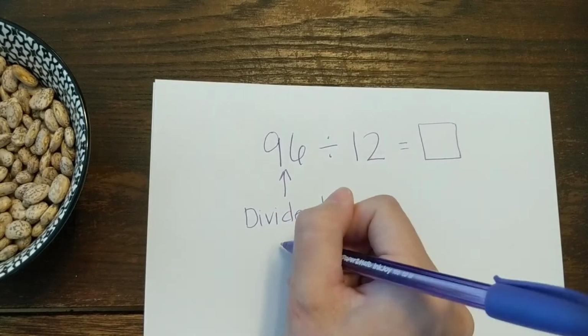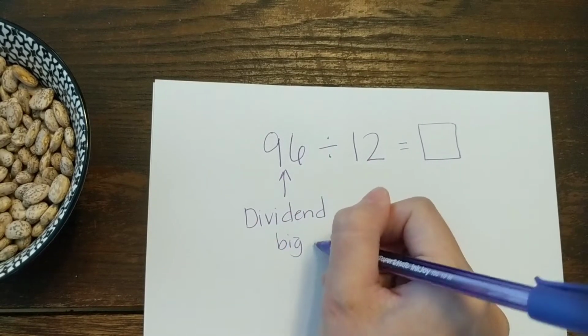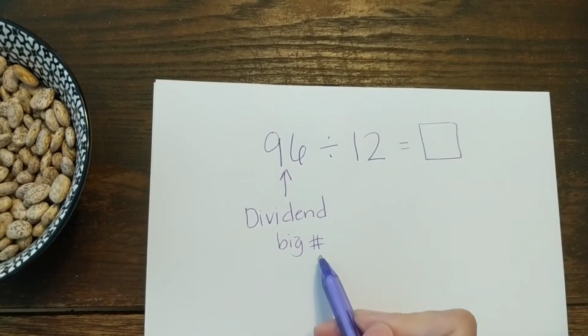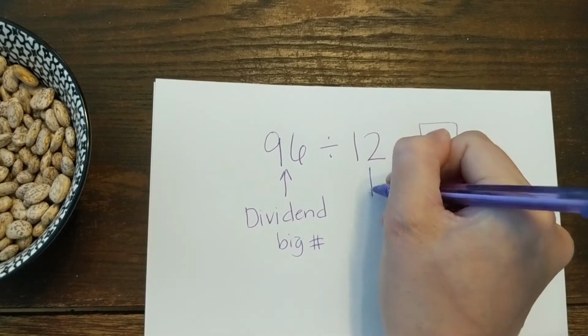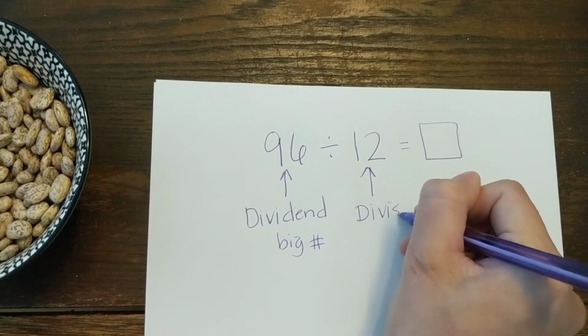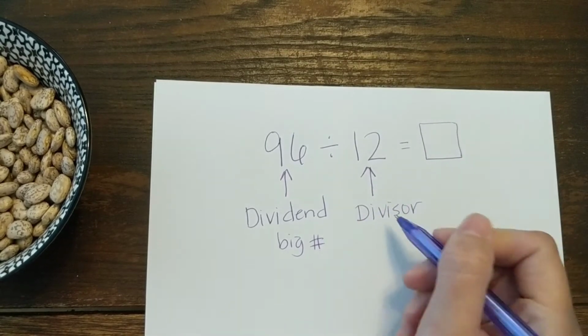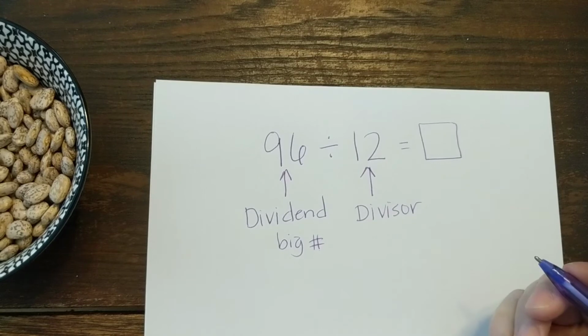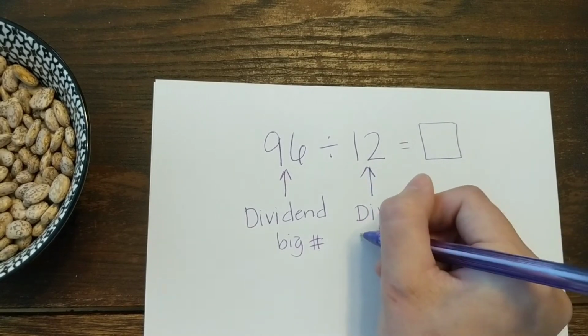It is always the big number. This means number as well, not just hashtag. It's also called the pound sign. And then this number is the divisor. That's the number that you divide by. This is your number of groups.